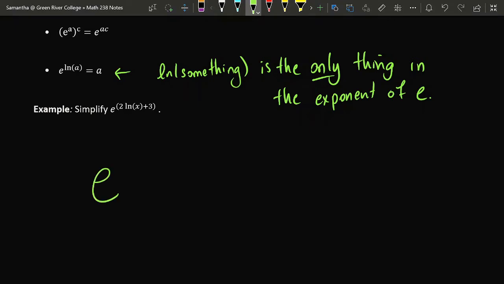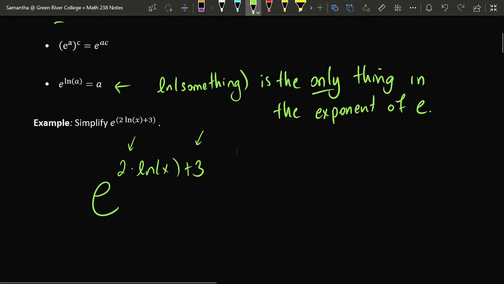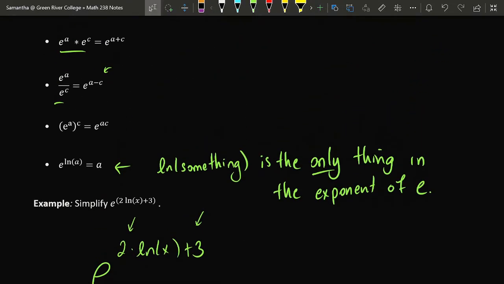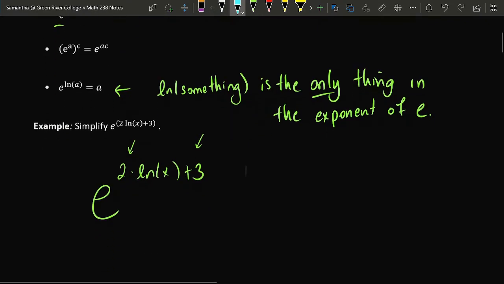So in my expression, e to the power 2 times natural log of x plus 3, I'm going to need to get rid of the plus 3, and I'm going to get rid of the multiplied 2, so that natural log of x is alone in the exponent of e. To that end, I'm going to use some of these exponent properties listed. For example, the first property suggests that if I have something that is added in the exponent level, then I can turn that into a product at the base level. And I can split this expression up as e to the 2 times natural log of x multiplied separately by e to the 3rd power.